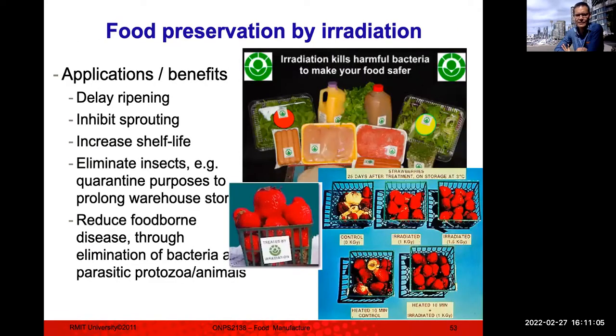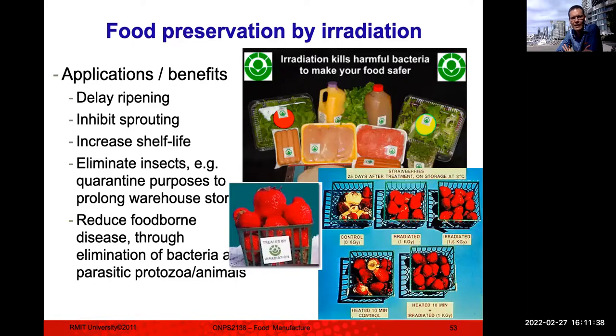Now, I just want to finish up after that bit on dairy product spoilage and talk about food preservation by irradiation. Irradiation has been used in Japan, I think that was the first place it was used, for like 50 years or something like that. And it's just a fabulous, safe way of ensuring safe products. It can inhibit sprouting, increase shelf life, eliminate insects, and is also really good for food safety as well.